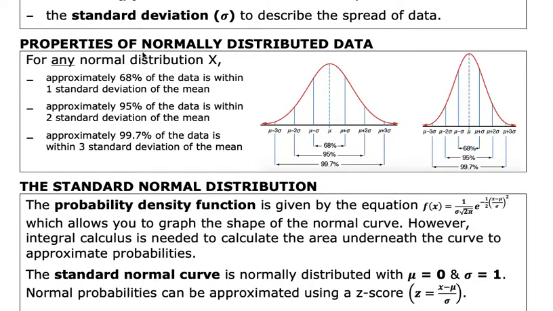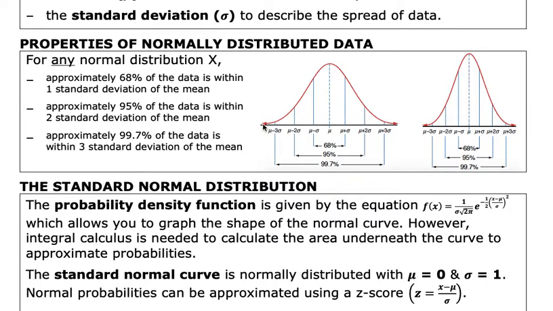So, the properties of normally distributed data. For any normal distribution x, 68% of the data is within one standard deviation of the mean, approximately 95% of the data is within two standard deviations of the mean, and approximately 99.7% of the data is within three standard deviations of the mean. So what can we take from this?